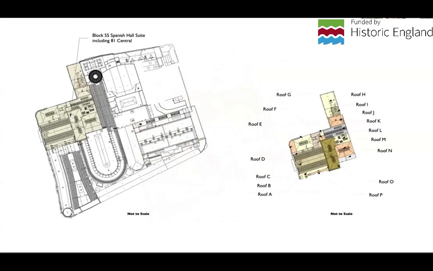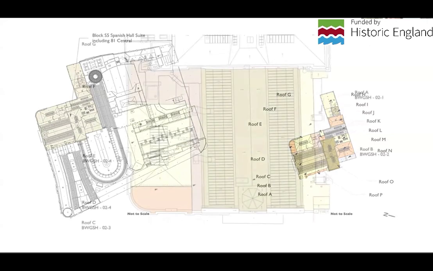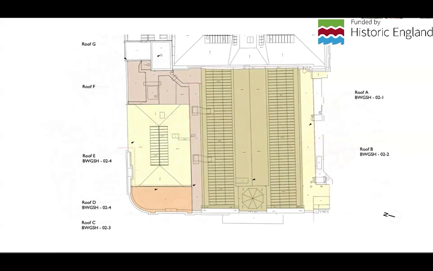As you drill down into the detail, you can see that within just one corner there, around the Spanish Hall suite, the block S5, there were within that a number of different roofs, and they all were in varying condition as well, so they all needed individual survey. The first project was to take forward just these roofs, just a handful of the roofs.